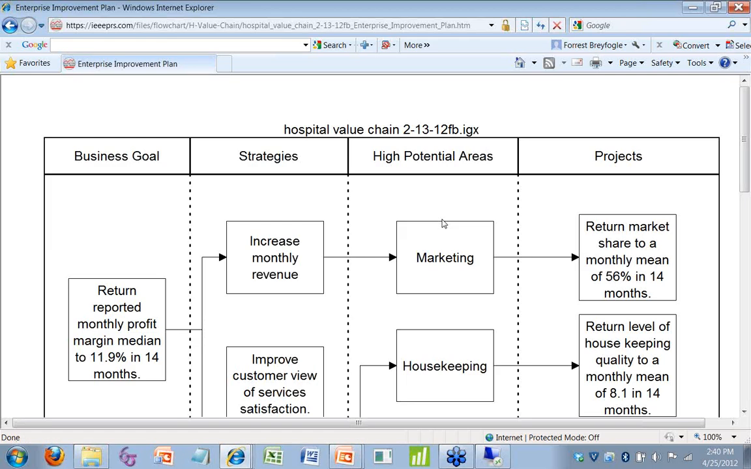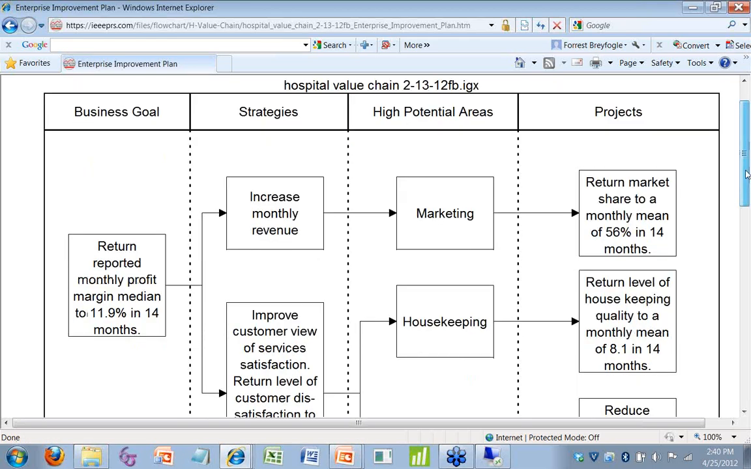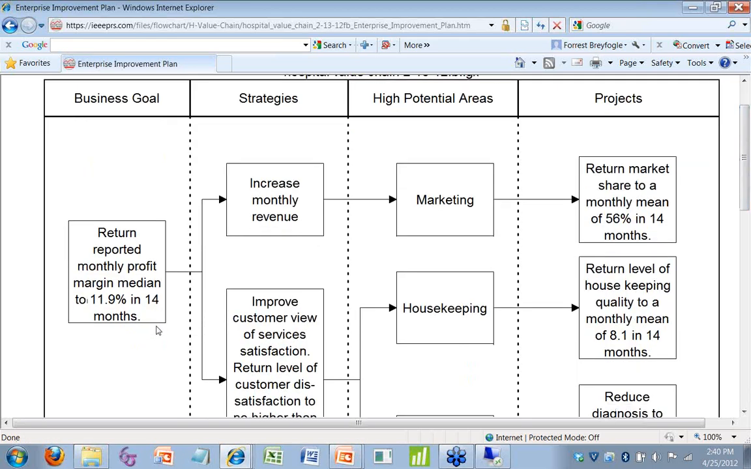So let's look at our business goal. Well, we want to earn the monthly profit to where it was previously, and we're going to establish a certain time frame for doing that. So we decided we would like to do that in 14 months. So that's what we want to do. We're not operating there. How are we going to do that?